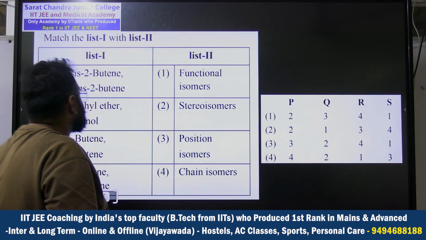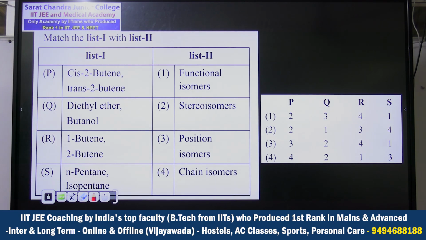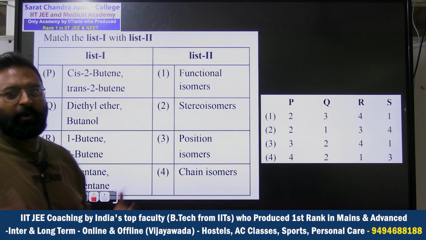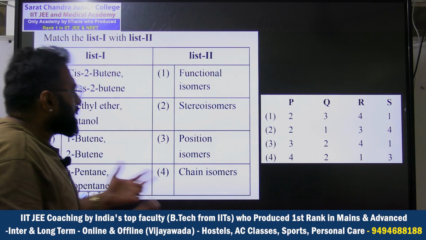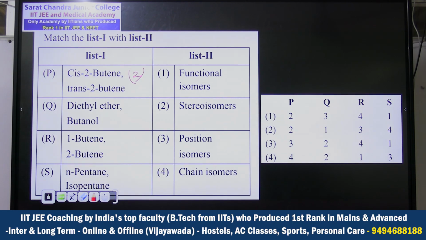Moving to the next question, again based on simple definitions. So cis-butene and trans-butene, these two are geometrical isomers, and geometrical isomers are a category of stereoisomers. So P it is 2.